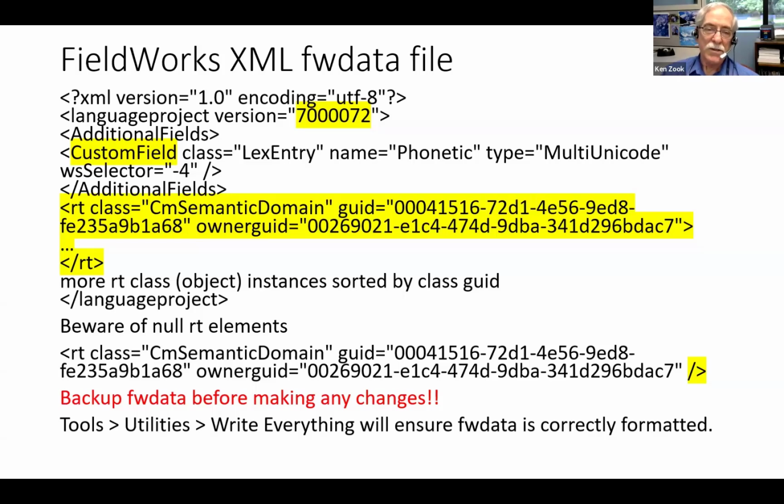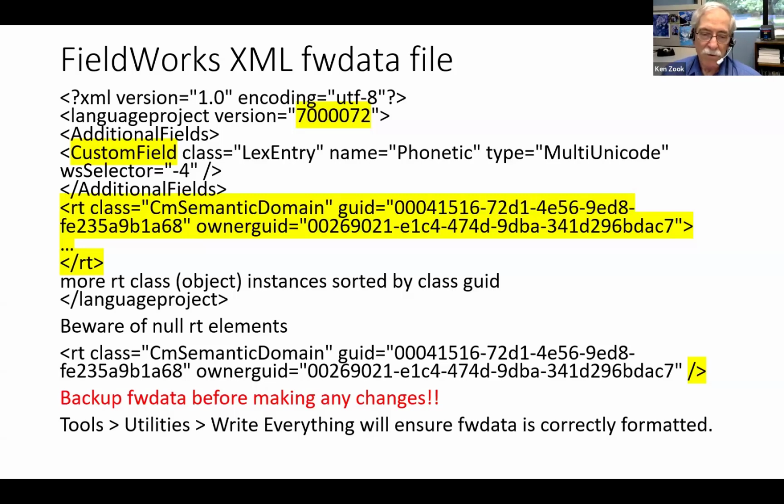Then there are optional custom fields. And then the rest of the file is all RT classes. There's an RT class for every instance of every class that's used in the project. And one thing to be aware of, sometimes there are some classes that don't have any actual data, so they just have the beginning element and no data. So you need to be careful of that if you're not using XML-aware processes.